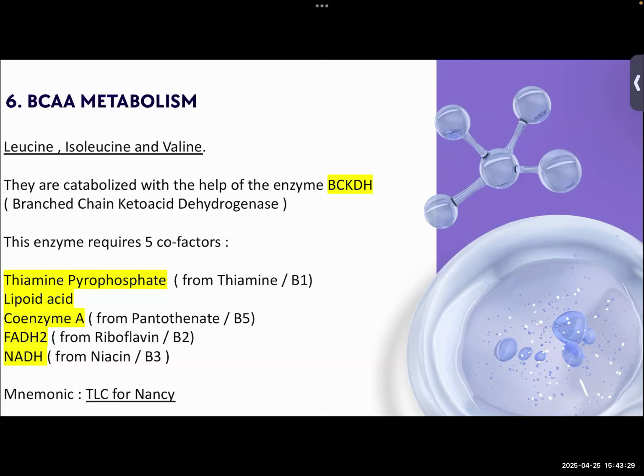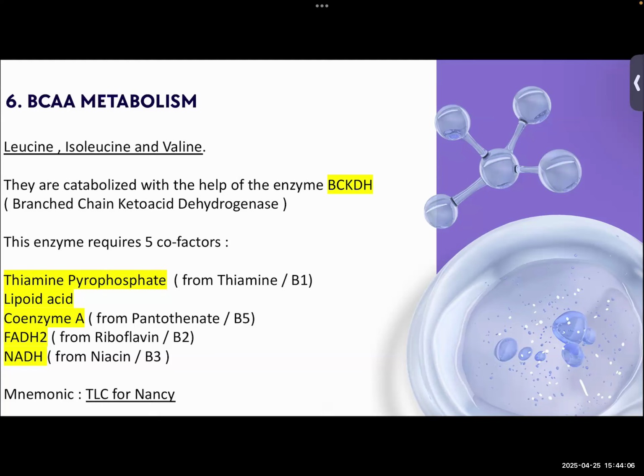The enzyme involved in this BCAA metabolism is BCKDH, or branched chain keto acid dehydrogenase. This is really important, and this is one of the most important things in this lecture. So remember that the enzyme branched chain keto acid dehydrogenase, or in short, BCKDH, is part of the branched chain metabolism. Now, the important thing about this enzyme is that it requires 5 cofactors. So a mnemonic to remember them is TLC for Nancy. And again, there have been questions on the cofactors, so don't think it's not important.